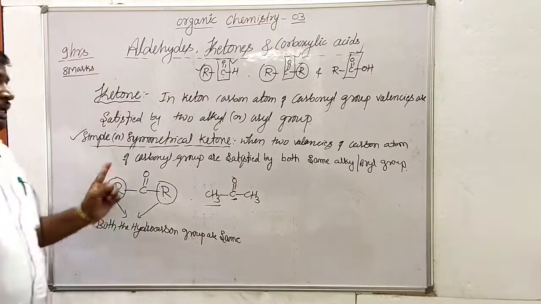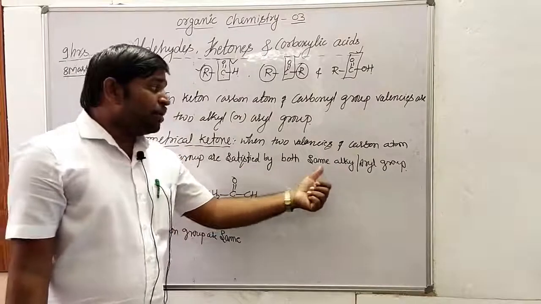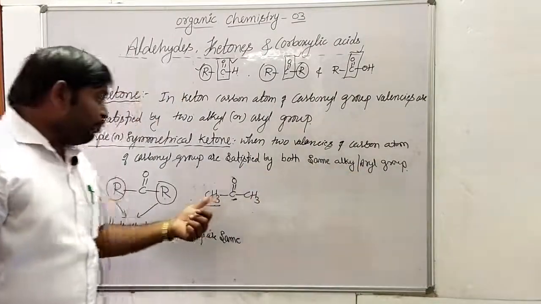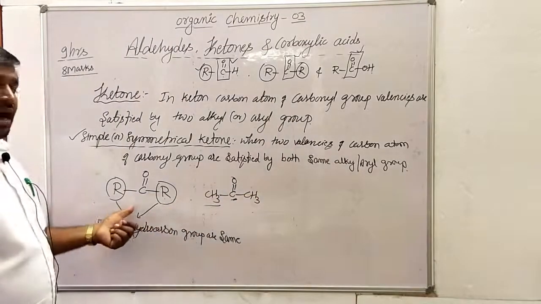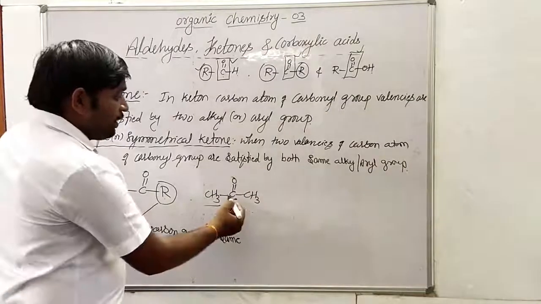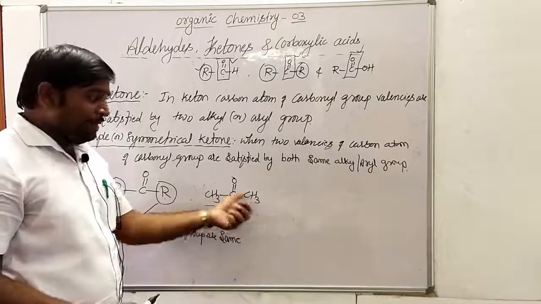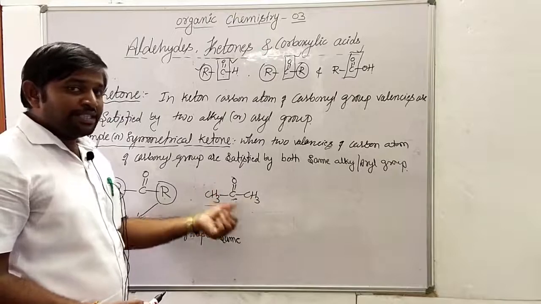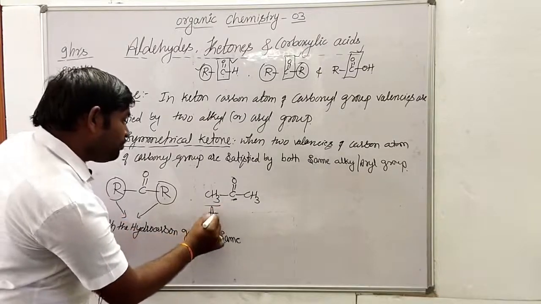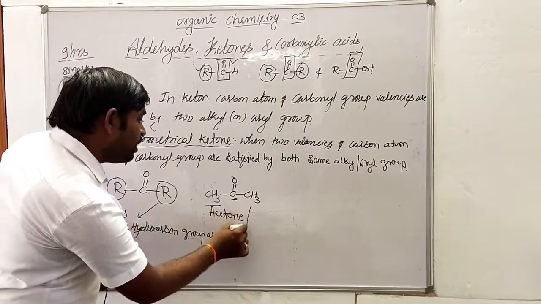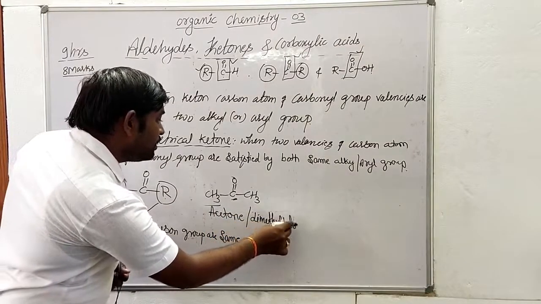So what are simple or symmetrical ketones? When the two valencies of the carbon atom of the carbonyl group are satisfied by the same alkyl or aryl group on either side of the carbonyl carbon atom, such compounds are called symmetric or simple ketones. So what is the name of this molecule? This is dimethyl ketone, also called acetone. CH3COCH3 is acetone, or dimethyl ketone.